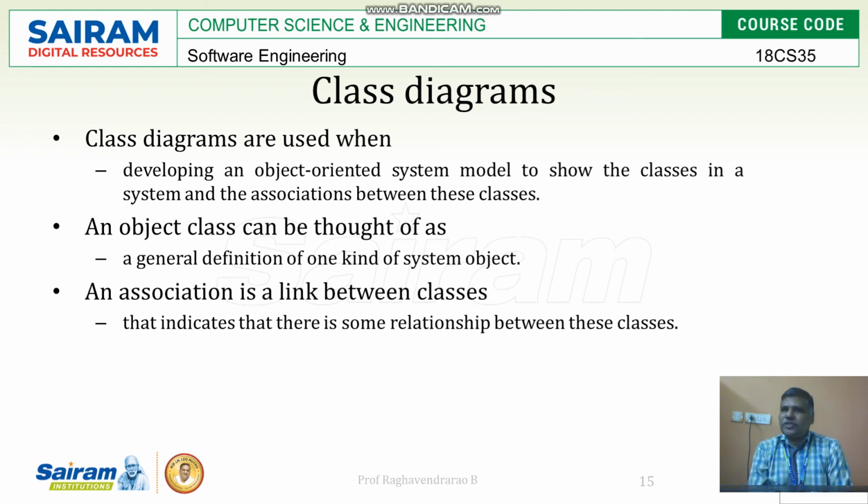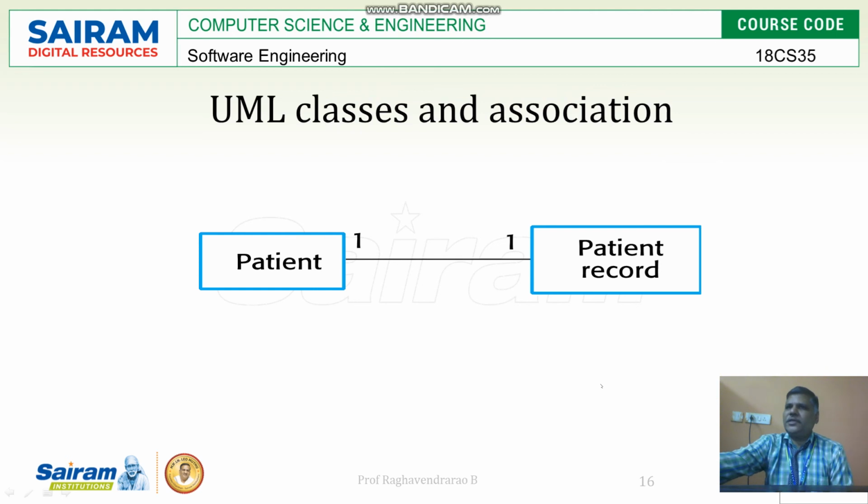There's an association link, the relationship between the classes. Okay, the relationship between the classes is going to be present. These things are going to be represented in the class diagram. Here it is, the UML class as well as the association of that.